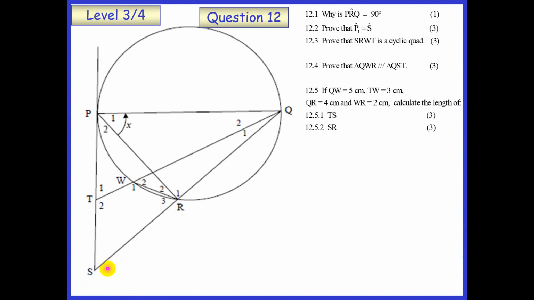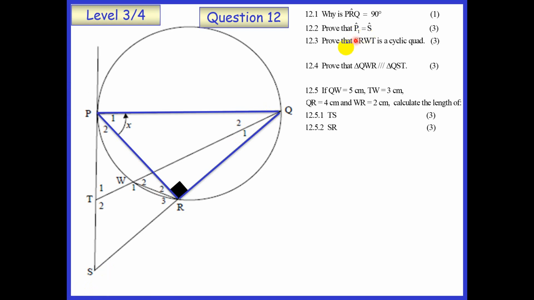So the first question here is, why is PRQ equal to 90? And the reason was, in the previous opening statement, they told us that PQ was a diameter. So we're using the theorem that states angle in the semicircle. There's our diameter, angle in the semicircle is 90 degrees.